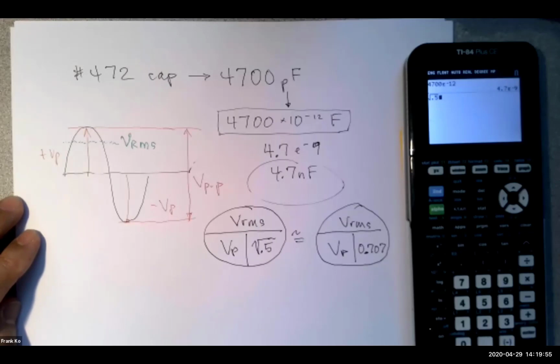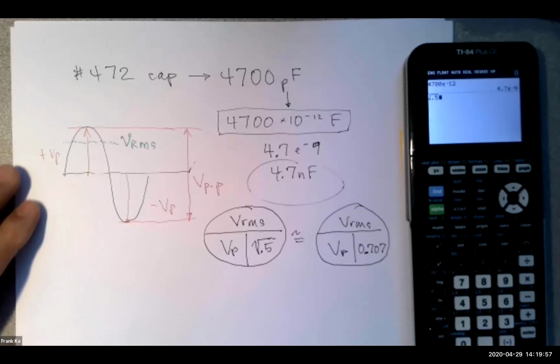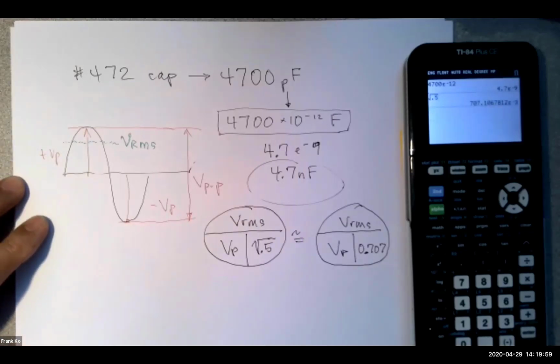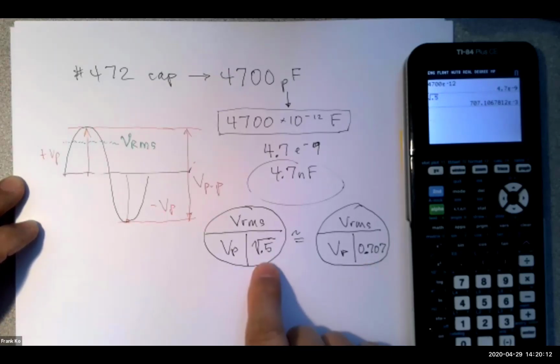Punch in the square root of 0.5, hit equals, and what does your calculator show you? It should show you this number here. On my calculator, it works out to be 707.106 milli, which is basically, in decimal form, 0.707. So the square root of 0.5 is roughly 0.707.